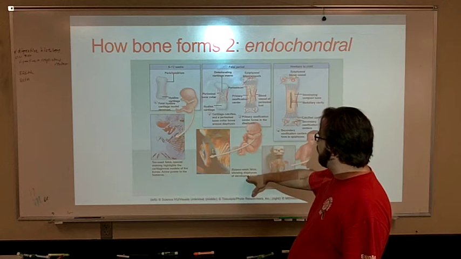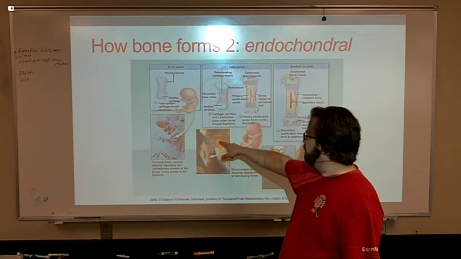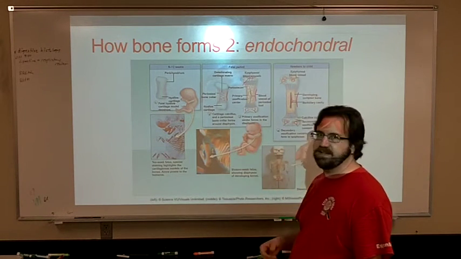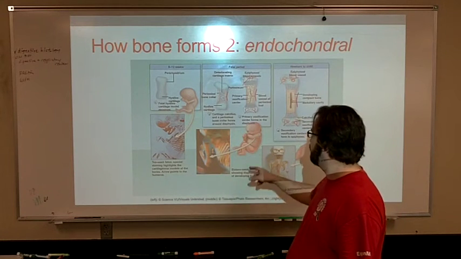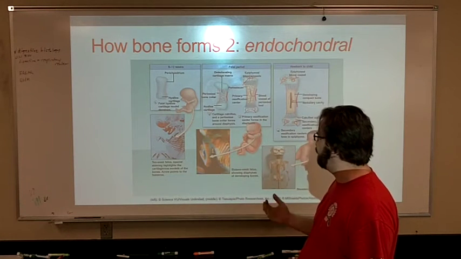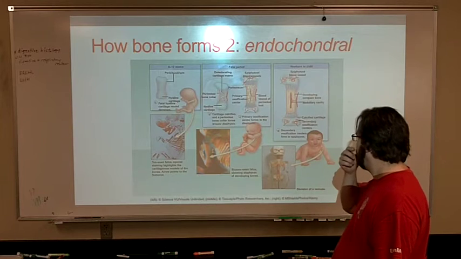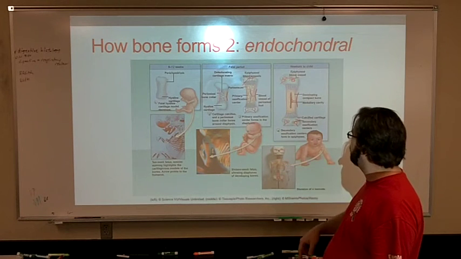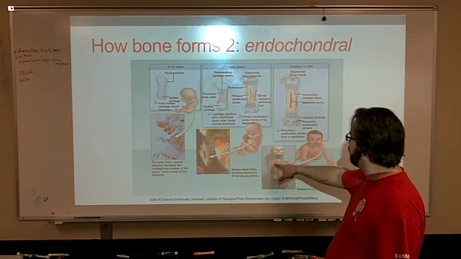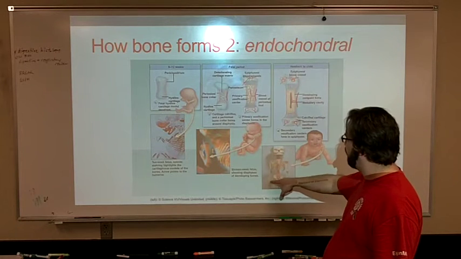By 16 weeks in fetal development, you can clearly see that there is bone tissue forming in the long parts, in the diaphyses of the bones. But if you look at the skeleton of a neonate, there is plenty of cartilage on the outside of the bones.